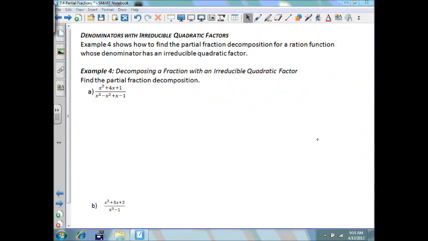Now, sometimes when you decompose a fraction, you're going to get denominators of an irreducible quadratic factor. So we're going to look at an example like this. It's really not too hard. You just have to remember one certain thing.